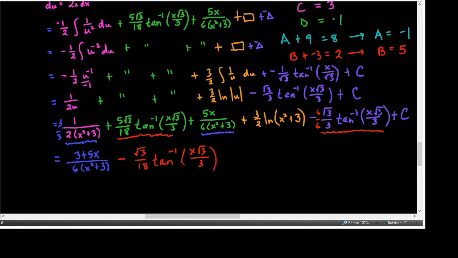And then the only natural logarithm I have there is this one. So it just stays the same because there's nothing to combine with it. Plus C, and we're done. So that is the last line of that.